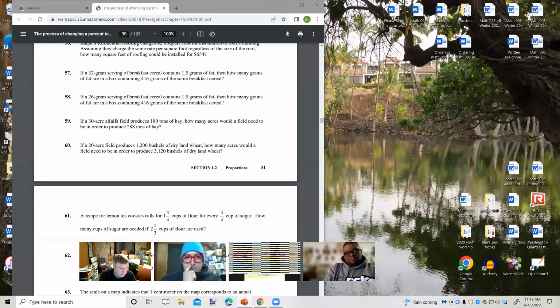Let's do number 59. Hopefully I'll remember to switch things over. If a 30-acre alfalfa field produces 180 tons of hay, how many acres would a field need to be in order to produce 288 tons of hay? So we've got 30 acres produces 180 tons. Okay, so I'm going to go back to my whiteboard screen.